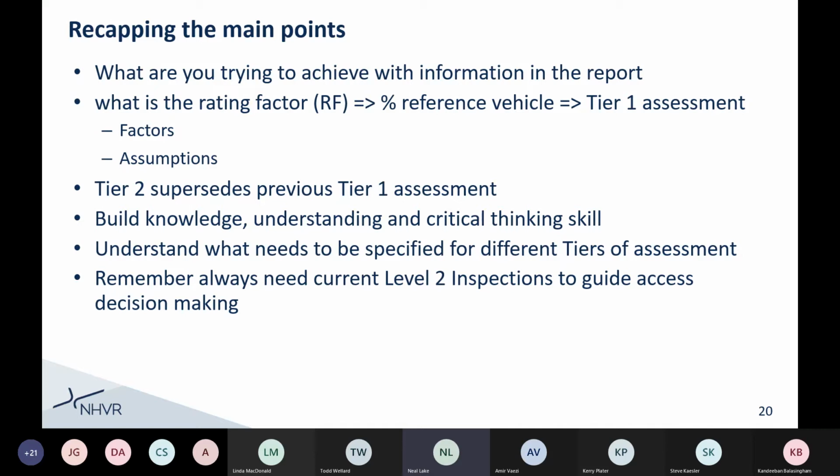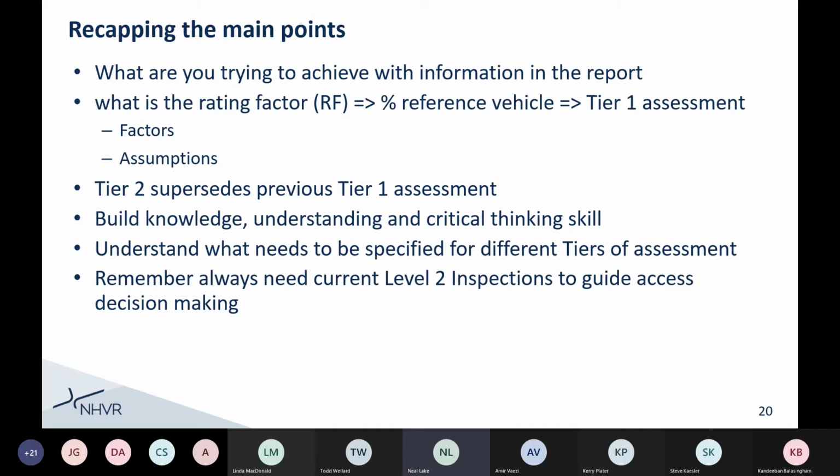So, main things. We need to be thinking about what you're trying to achieve from the information in the report. The key thing we always want to be looking at is, if it was a Tier 2, what was the rating factor? Can we find an appropriate percentage of reference vehicle to use in future Tier 1 assessment? If we do have that, then we need to make sure we've got the appropriate factors and assumptions that go along with it, particularly your live load factors, your dynamic load allowances, and your lane positioning. It's important to understand that Tier 2 assessment precedes previous Tier 1 assessments.